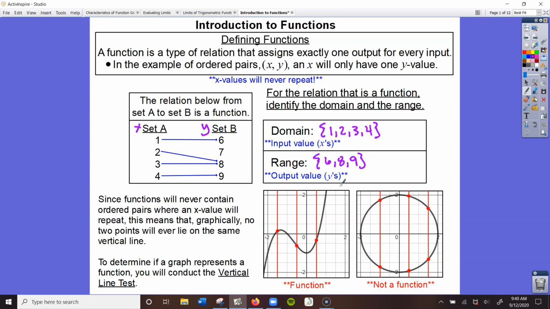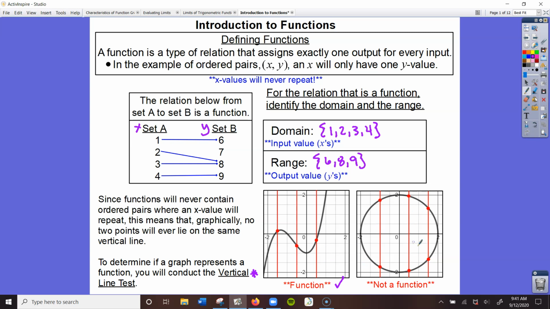So now we're going to look at what determines a function, and we should be able to look at different kinds of relationships and see, yes, it is a function, or no, it's not a function. Graphically, since x's in a function do not repeat, this means that I can draw a vertical line across the function, and it would only cross exactly one time. This is called the vertical line test. If your graph passes the vertical line test, then it is a function.